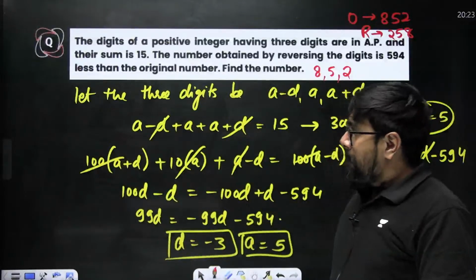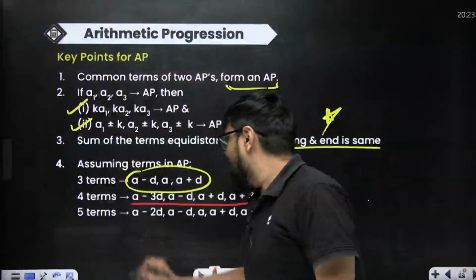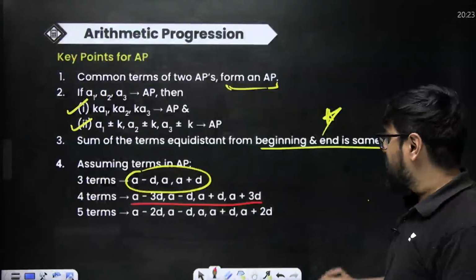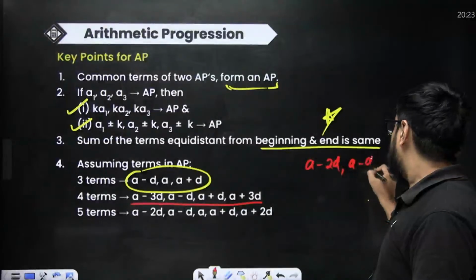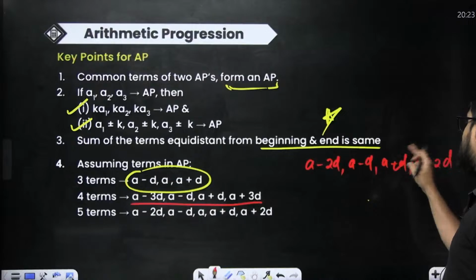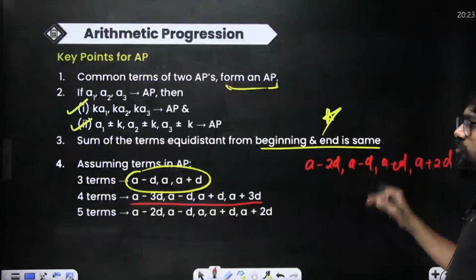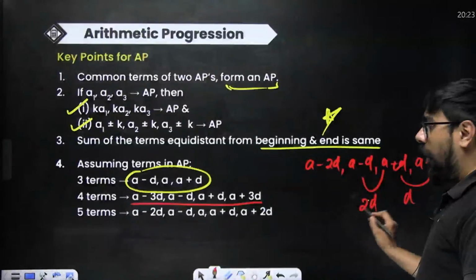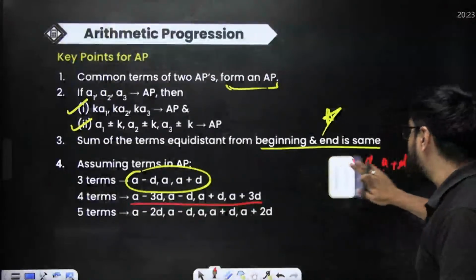Now suppose you have to choose 4 numbers, then choose them like this: a minus 3d, a minus d, a plus d, a plus 3d. Why did we not use a plus 2d? Suppose we chose a minus 2d, a minus d, a plus d, a plus 2d. The common difference between the first two is d, but between the middle two it will be 2d. It is not the same. So that's why we choose 3d.